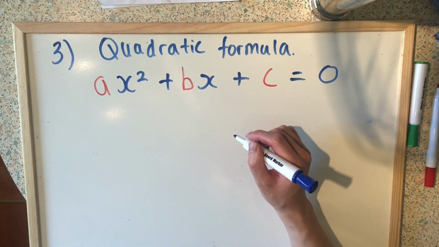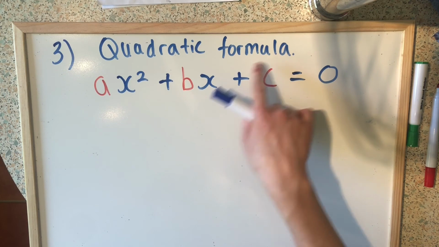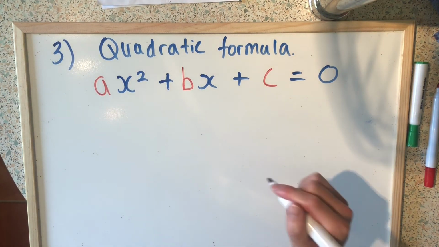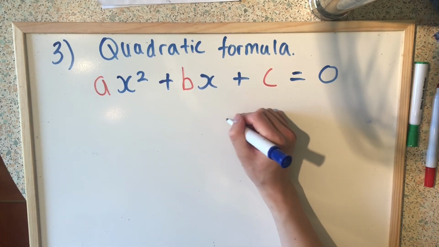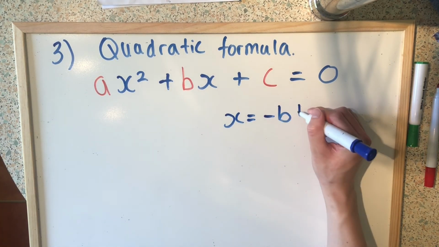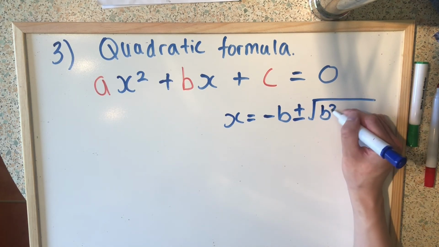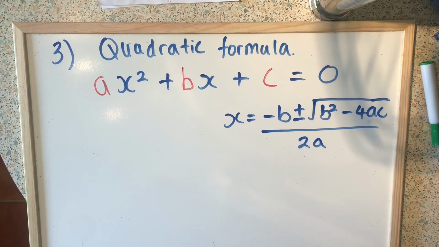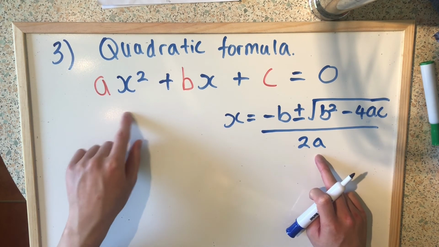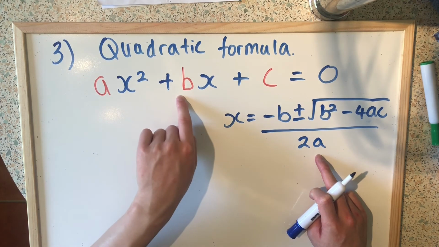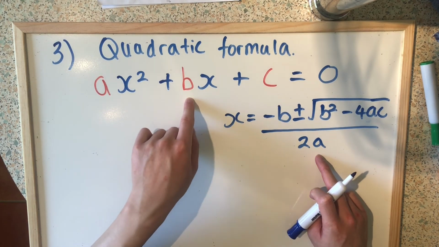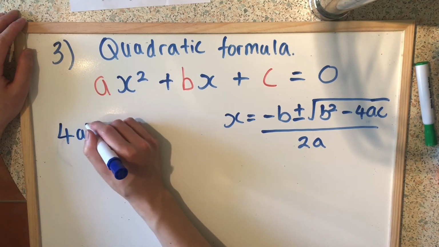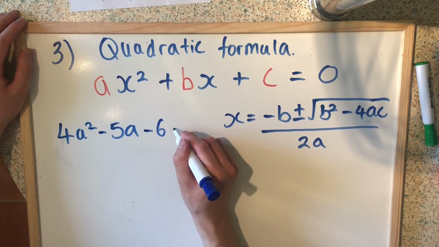So lastly, you can use the quadratic formula to solve any equation of this form. The quadratic formula is x is equal to minus b plus or minus the square root of b squared minus 4ac, all over 2 lots of a. So a is your coefficient of x squared, b is your coefficient of x, and c is your constant, your number. For example, if we do 4a squared minus 5a minus 6 is equal to 0.